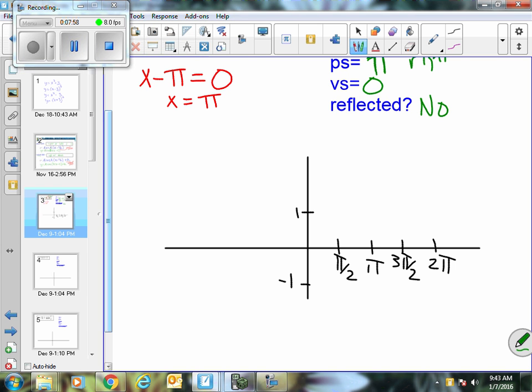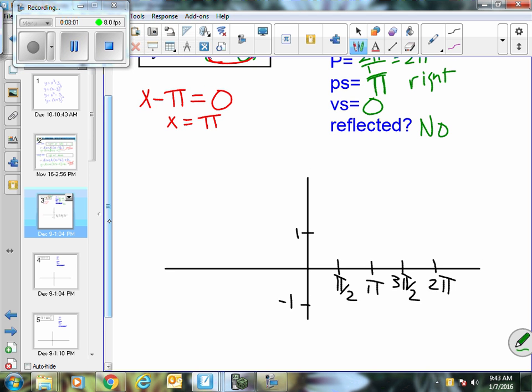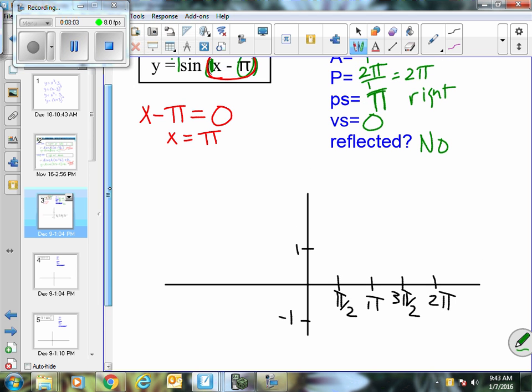I'm going to do my original unshifted in green, just so you know what I'm using here. So this is a sine function, so it starts at its middle, then goes to its max, its middle, min, and then back to middle. So this green graph right here is my unshifted version. This is y equals just sine of x. I haven't shifted anything yet.